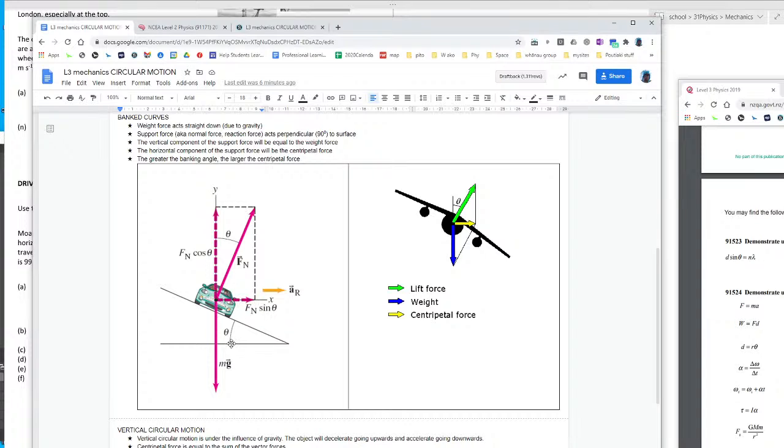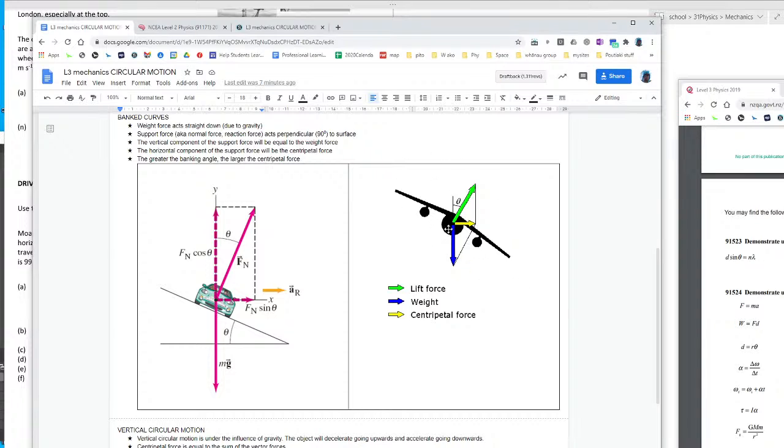This angle here, theta, is going to be the same as that angle there. So the angle between the support force and the vertical component of the support force, which is equivalent to the gravitational force, is going to be theta. Either remember that or be able to work it out from your little triangle. You can just work it out from first principles if you know a little bit of trig. This is going to be the other half of that 90, and then this is going to be that again.